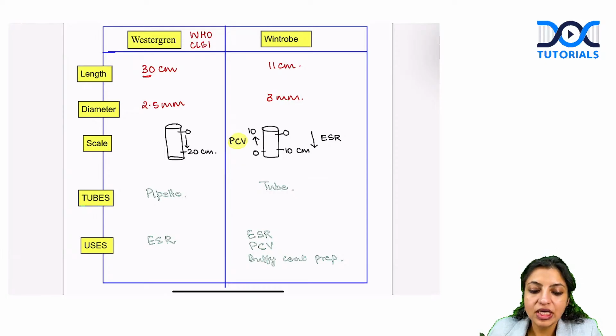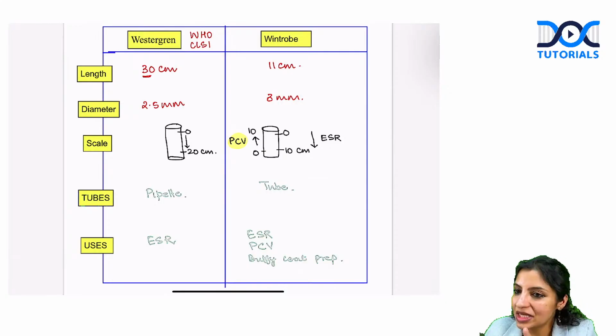So once we are clear with the difference in Wintrobe and Westergren, just remember Westergren tube is 30 centimeter long, but it has markings only till 20 centimeter, and it is a pipette. It is open from both the ends, so used only for ESR.